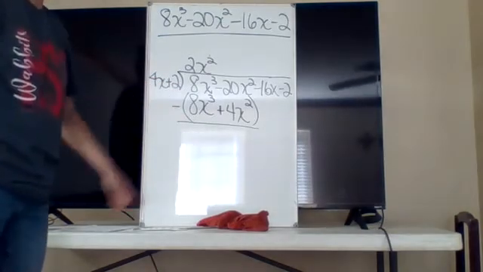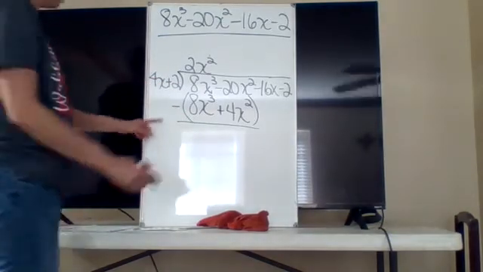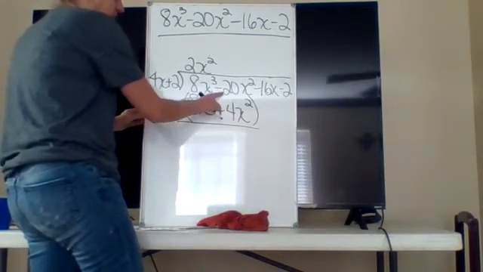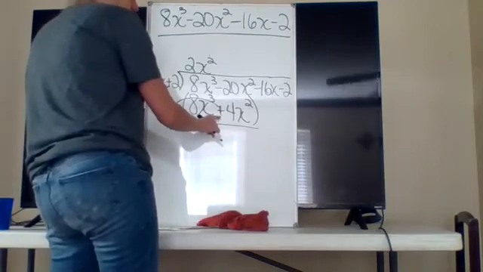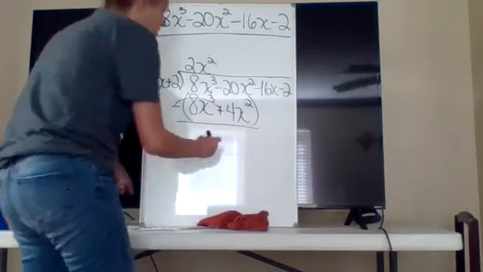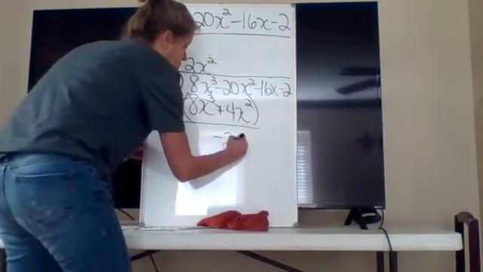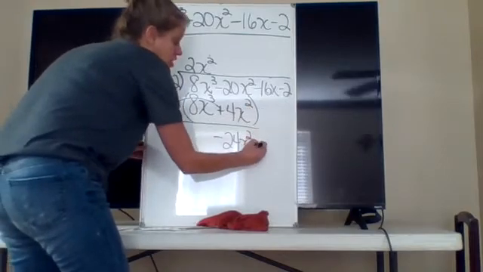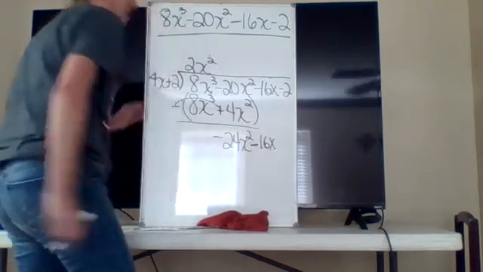8x cubed minus 8x cubed cancels. Now, what does this turn this into? It turns it into a minus, right? So you've got negative 20x squared, and you have minus 4x squared. So negative 20 minus 4 gives me negative 24x squared. Bring down just your next term, which is negative 16x.